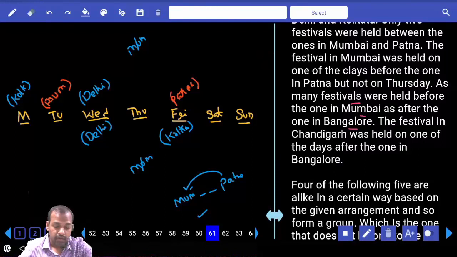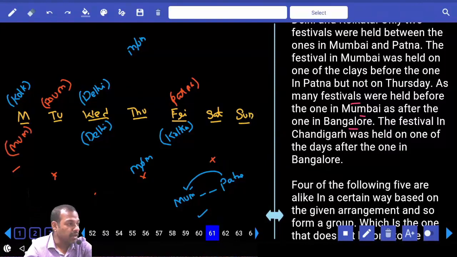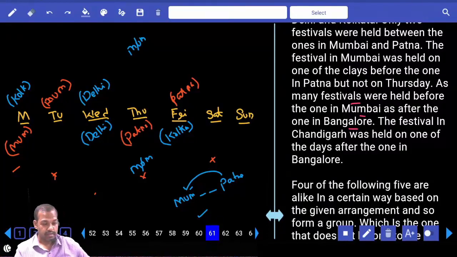Okay. Next one. When you go for the second case here, now tell me, can you take Mumbai on Monday or not? Yes or no? Yes. Mumbai on Monday. So now tell me, can I take Mumbai on Tuesday? If Mumbai on Tuesday, Patna has to be on Friday. It is not possible, isn't it? Next one. And I can't take Mumbai on Thursday. And I can't take Mumbai on Saturday. The only possibility is Mumbai has to be on Monday. And Patna has to be on Thursday. Clear or not? Yes. Next one.